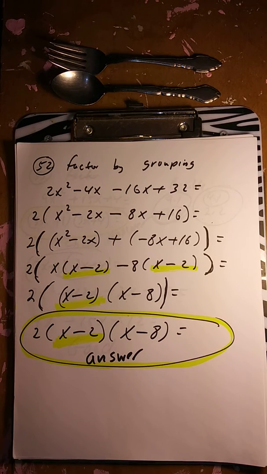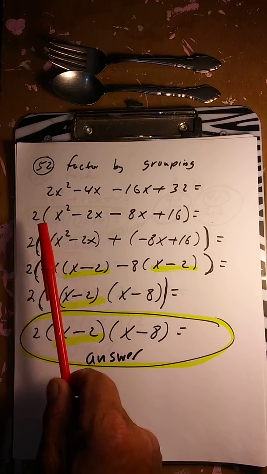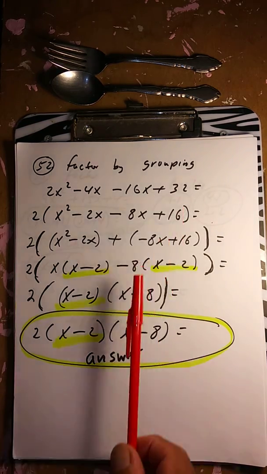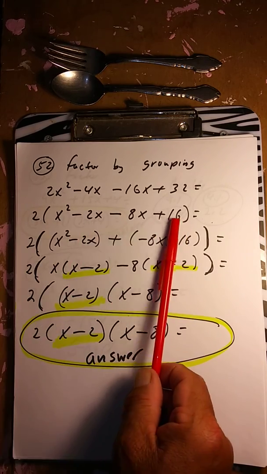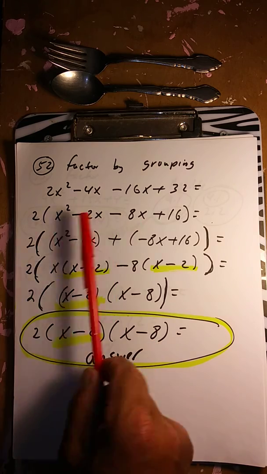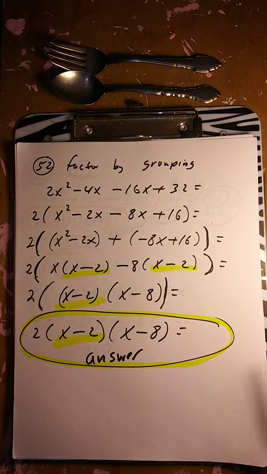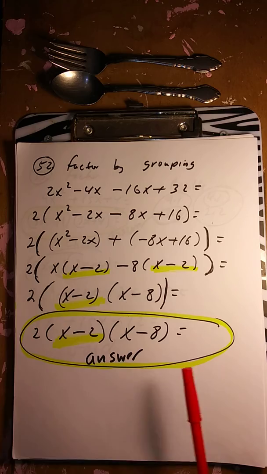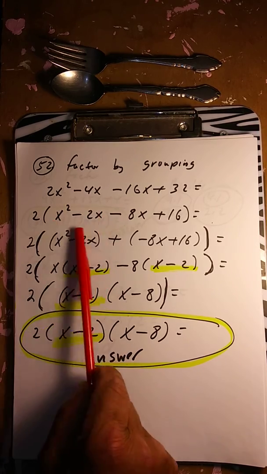Ooh, another one by grouping. Factor by grouping. But also notice that 2 divides all of these. So there is a common factor of 2. Take the 2 out from all of them. 2 times that is 2x squared. 2 times that is negative 4x. This can be negative 16. That times that is 32. So now I know that there they are. Now we're going to group them.